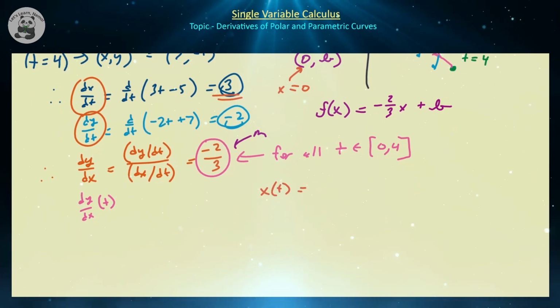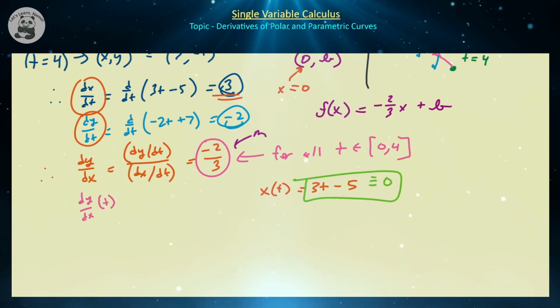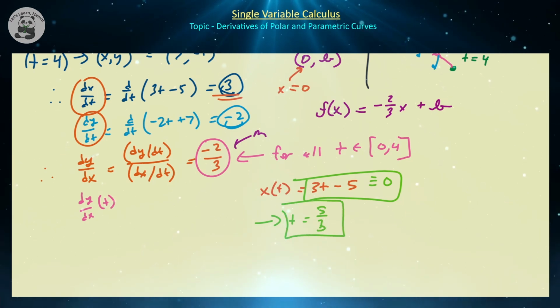Well, x of t is equal to 3t minus 5 for all t, and we want to know when this is equal to 0. So at what time t is this equal to 0? Well, at time t is equal to 5/3. So when t is equal to 5/3, what is the y value at that point? Because that's going to be our intercept.